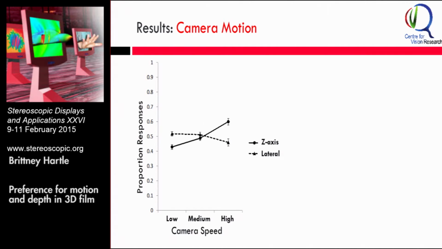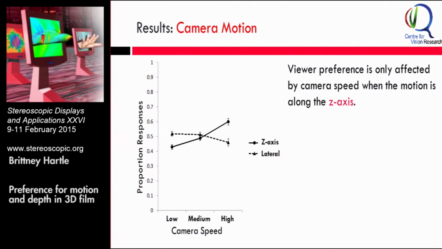So what this actually suggests is that within our study, viewer preferences only seem to be affected by camera speed when that motion is along the z-axis. And specifically what we see is that we get stronger preferences for fast camera speeds along the z-axis.